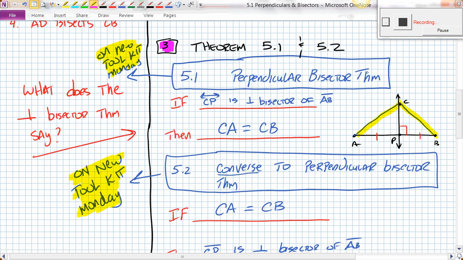Theorem 5.1, the perpendicular bisector theorem, says this. It's an if-then statement. So it says if CP is the perpendicular bisector of AB, then it's true that CA is equal to CB. These distances are equal to each other. That's theorem 5.1. Same distance from the endpoints there.